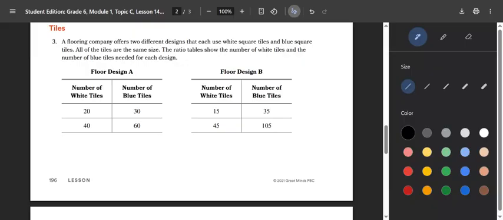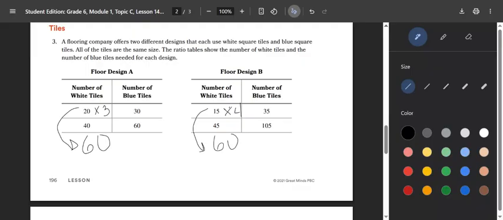So there's nothing on either one of these tables that are the same, so I'm going to make something that is the same. I'm going to make an equivalent ratio that's going to make me have the same number of white tiles. I'm going to take this 20 and multiply it by 3, and that's going to give me 60. Because I know that 60 is a multiple of 15, all I have to do is multiply 15 times 4, and that's going to give me 60.